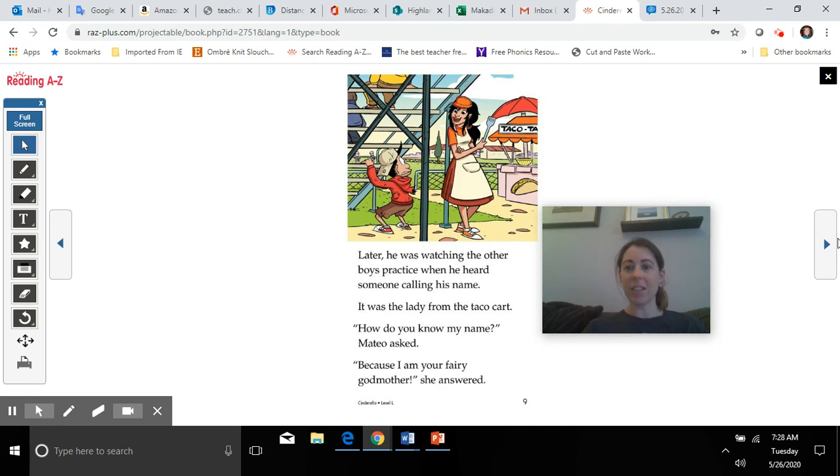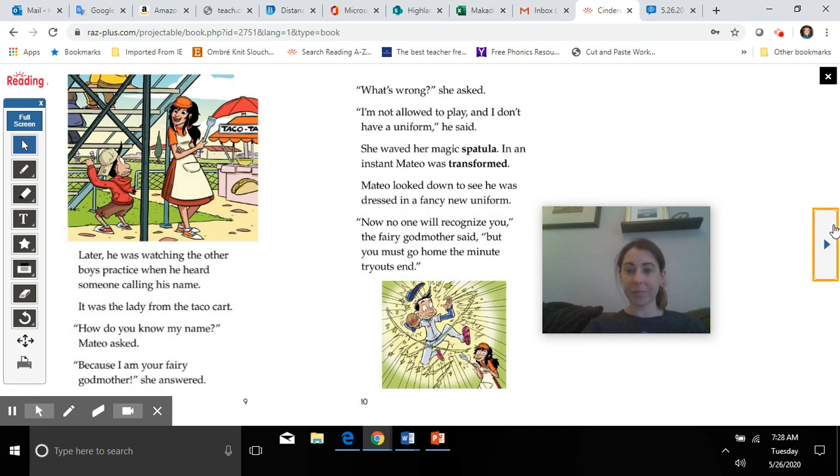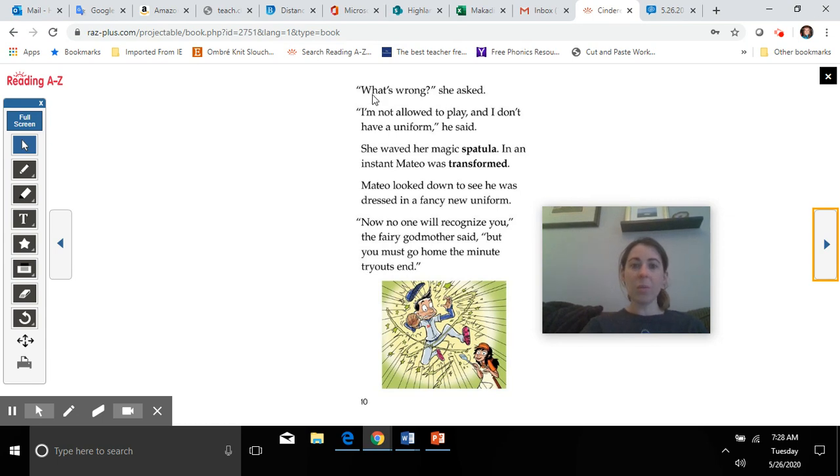Think about how this is similar to Cinderella. What's wrong? She asked. I'm not allowed to play and I don't have a uniform, he said. She waved her magic spatula. In an instant, Mateo was transformed. Mateo looked down to see he was dressed in a fancy new uniform. Now no one will recognize you, the fairy godmother said, but you must go home the minute tryouts end.